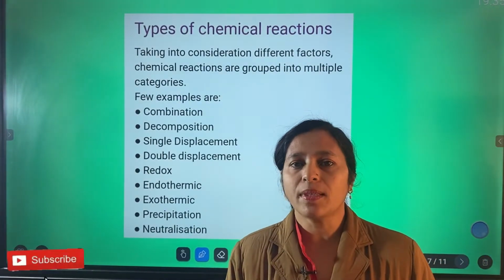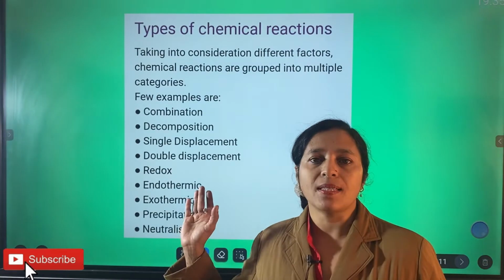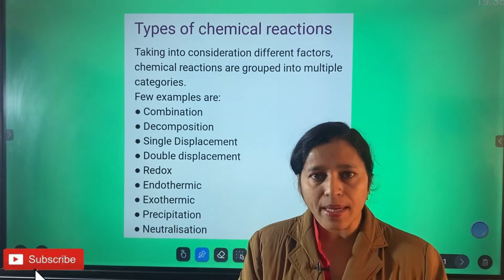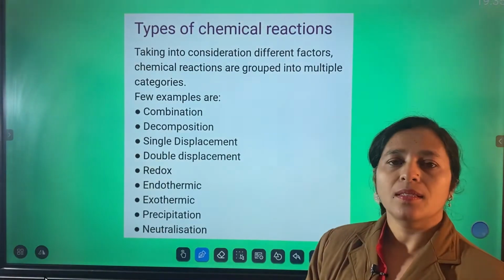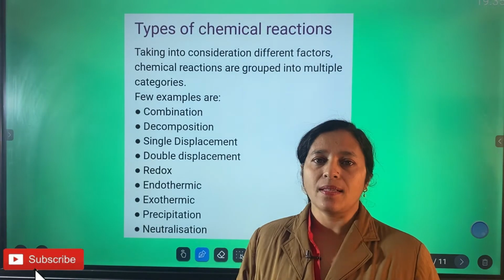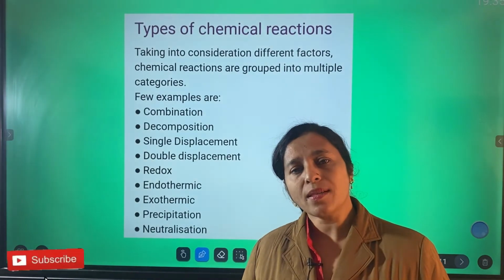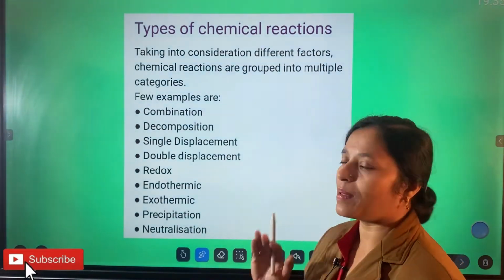There are different types of chemical reactions, you know. Number one is combination. As the name suggests, whenever two or more substances combine in order to give a product, this is a combination reaction. Decomposition. As the name suggests, whenever a substance breaks up into one or more products, then it is a decomposition reaction.